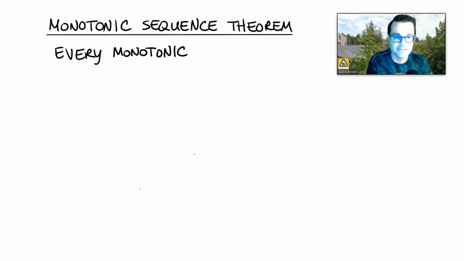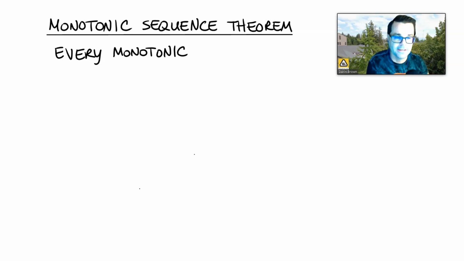So a monotonic sequence is a sequence that's increasing or decreasing. In other words, the terms are either getting bigger and bigger or getting smaller and smaller past a certain point. Now, the definition of increasing and decreasing is slightly different depending upon who you ask or what textbook you're reading. It might allow for equality.